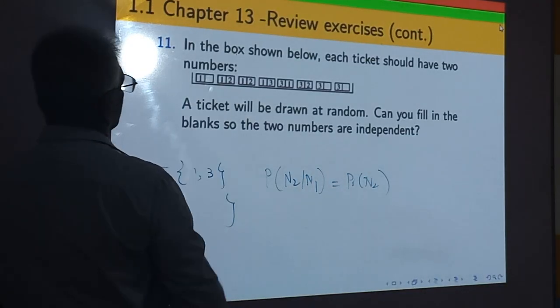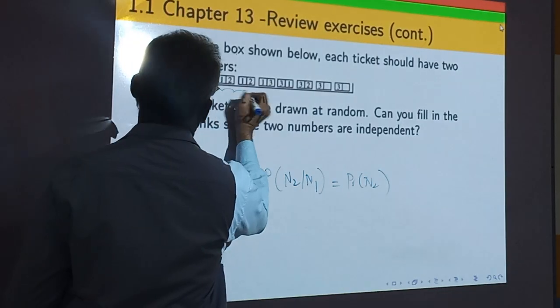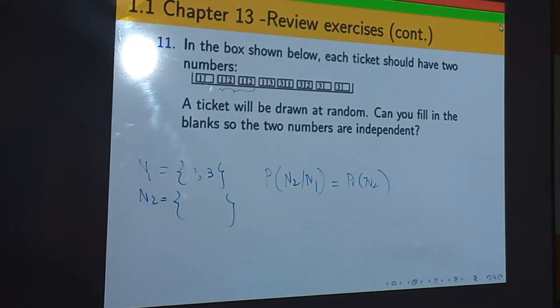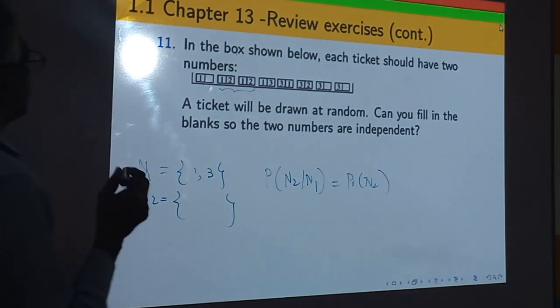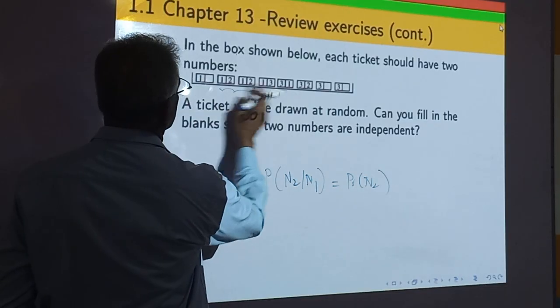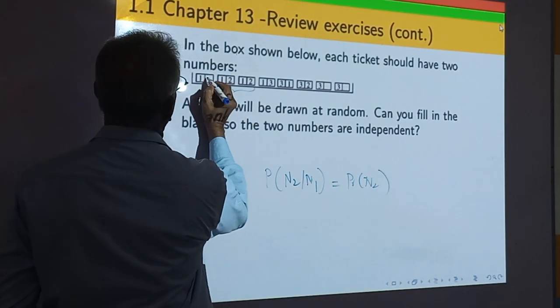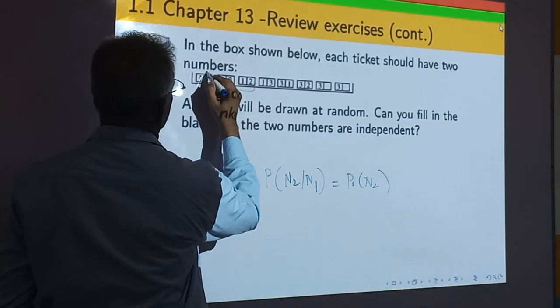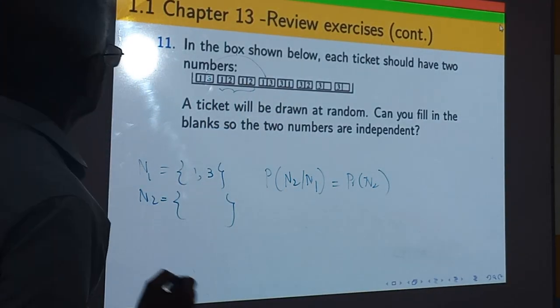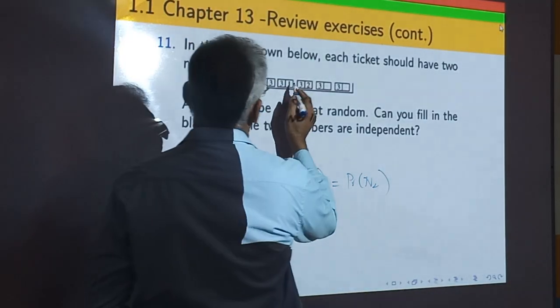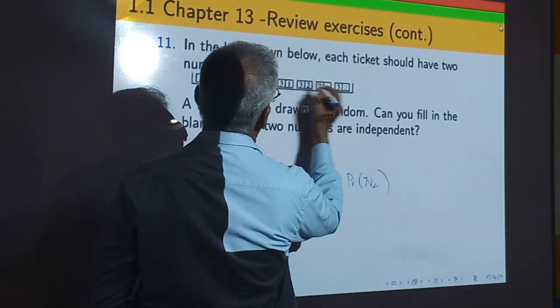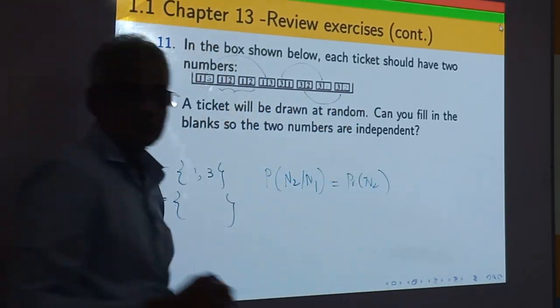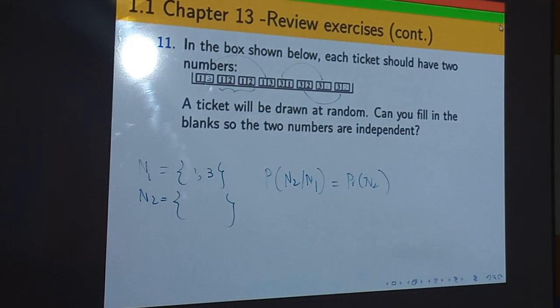For that to happen, we already have 1 and 2 here, two of those now. So the other ones also have to have 2 each. Therefore we have 1, 1, 3. So this should be 3 also. Then you have 1, 3, and then you can have 3, 1 here and 3, 2. So each should have the same number.